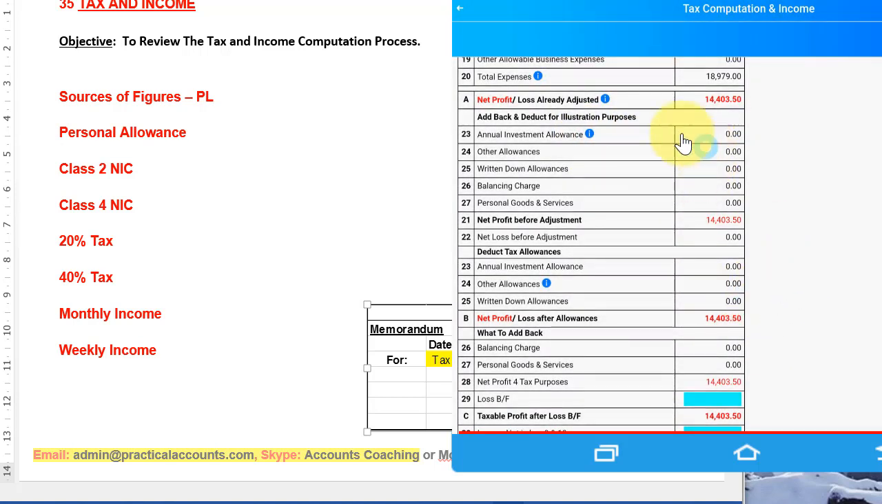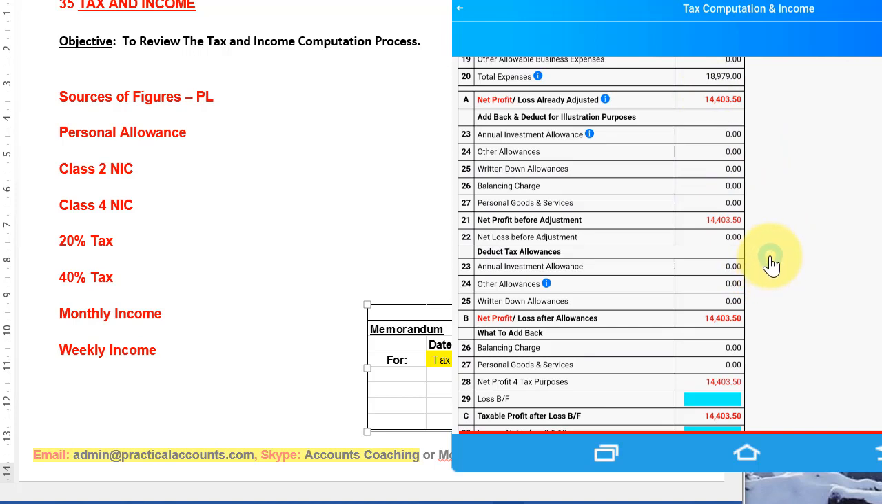Okay. Now we have other allowances here. And then we have writing down allowances. This is when fixed assets are depreciated using tax allowances. And then we have the balancing charge here. Now this balancing charge is where a profit is made on the disposal of a fixed asset. And then of course personal goods should come here, and net profit before adjustment is generated. We can ignore the rest. So that one is equal to that because there are zeros there.